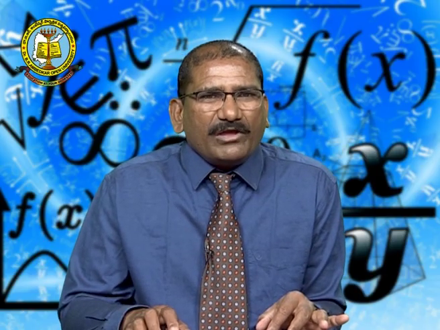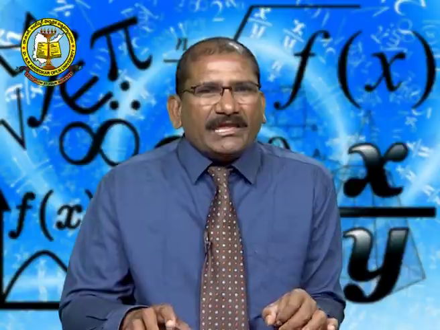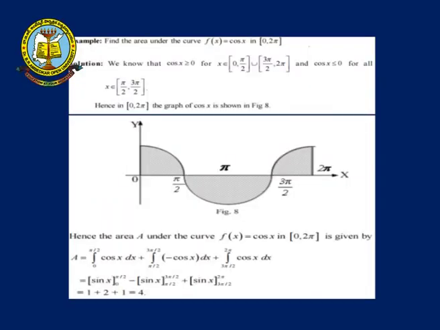Now I am going to the next example. Find the area under the curve f of x equal to cos x from 0 to 2 pi. Here cos x is positive in the intervals 0 to pi by 2 and 3 pi by 2 to 2 pi. Whenever cos x is less than or equal to 0, the function lies in pi by 2 to 3 pi by 2. So the total interval is 0 to 2 pi.